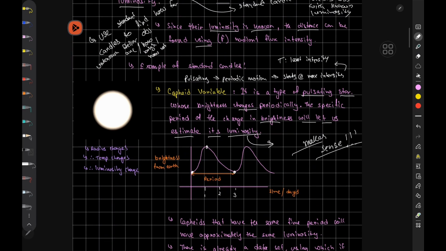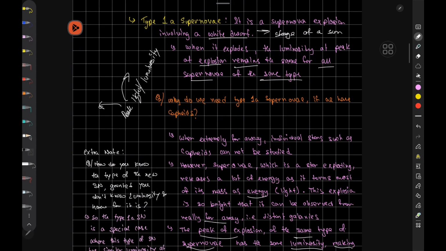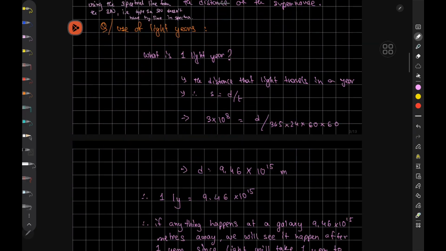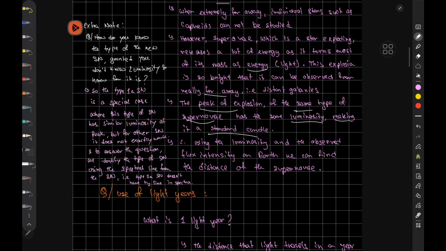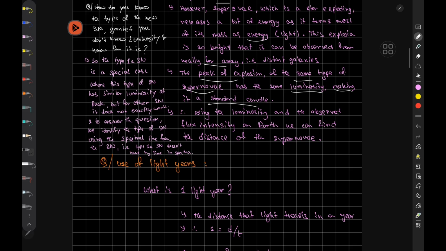What is the definition of a standard candle, my friend? It is a class of stellar objects which have a known luminosity, right? So we know the luminosity of the type 1 supernova, which is why it is valuable and important to us, because we can make a judgment of how far other things are of the same category of supernova.